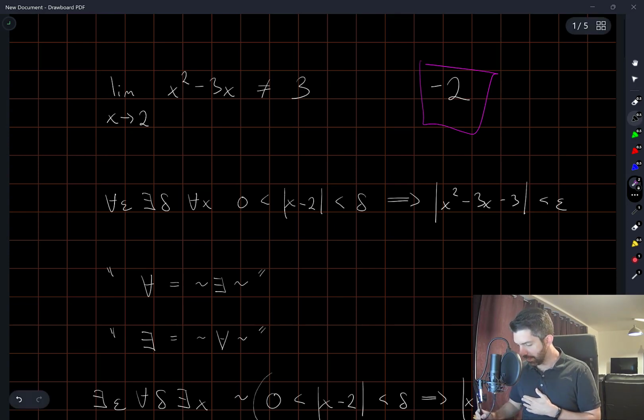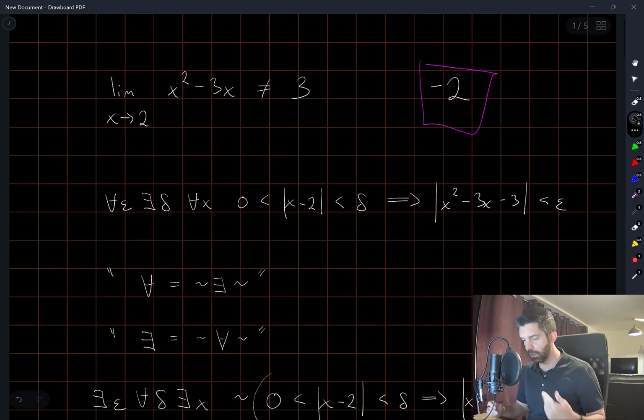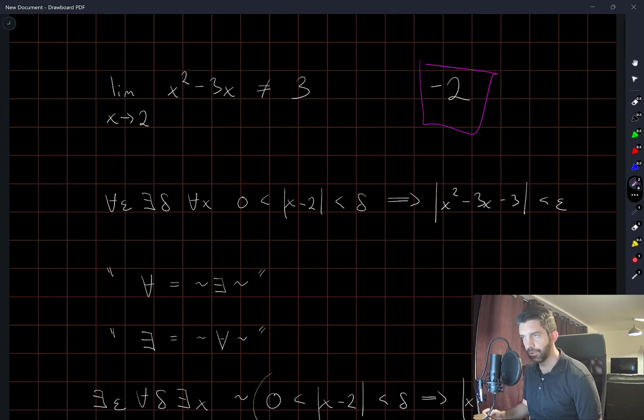But the other examples that I want to do along the lines of showing limits don't exist or showing a function is not continuous at a point, I think those should be a little bit smoother, and they still do rely on the epsilon delta version of the limit or of continuity.